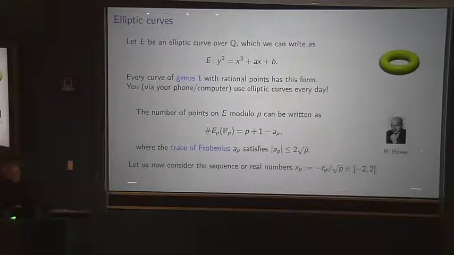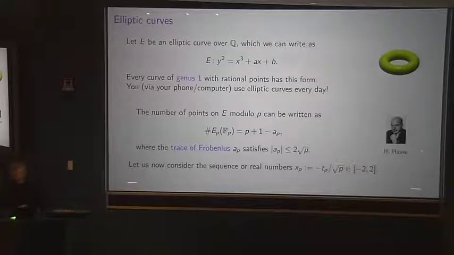And with an elliptic curve, now something more interesting happens. We don't always get p plus 1. We get something that differs from p plus 1 by a quantity a_p, which is known as the trace of Frobenius. You should think of this as an error term in the point count. It's measuring how far we are from the expected number p plus 1.